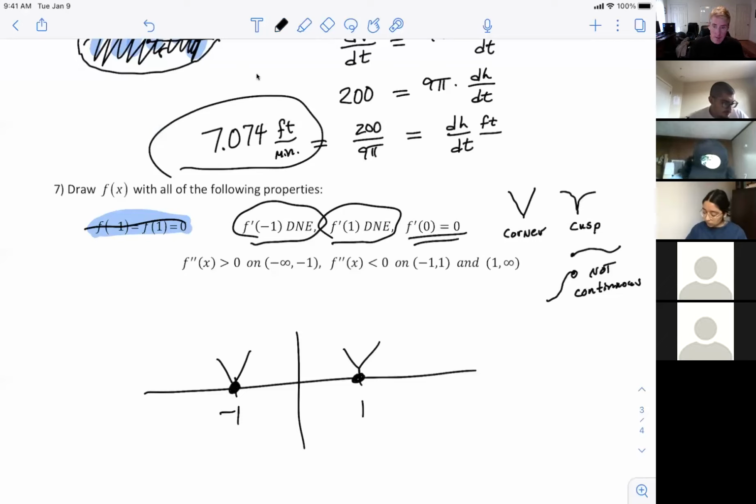And then this one is saying when x equals 0, the derivative equals 0. So right here is x equals 0. And then this is saying that the slope of the tangent line equals 0. So that means that it's a horizontal line. And at this point, I don't know exactly where to put it. But since these two are sort of pointing up towards that, then I'll put it up there.